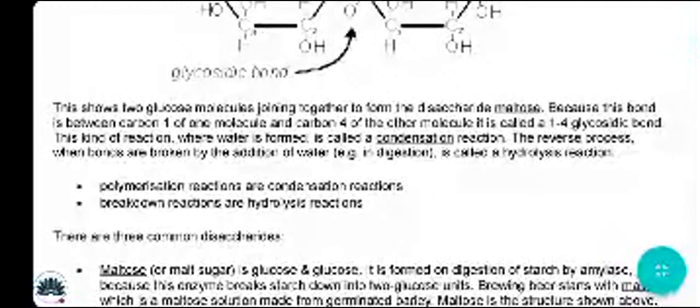This shows glucose molecules joining together to form the disaccharide maltose. All right, it means that alpha glucose plus alpha glucose equals maltose. Because this bond is between carbon number 1 of one molecule and carbon number 4 of the other molecule, it is called a 1,4 glycosidic bond.